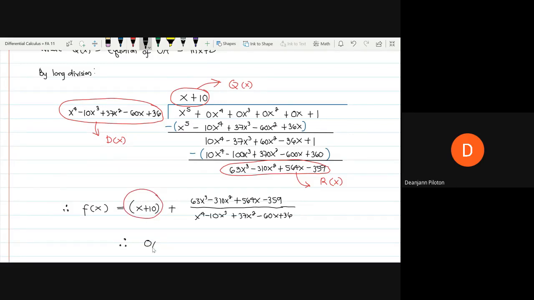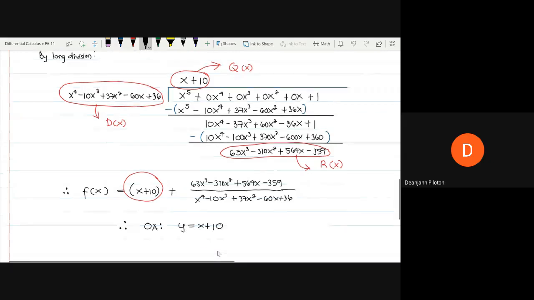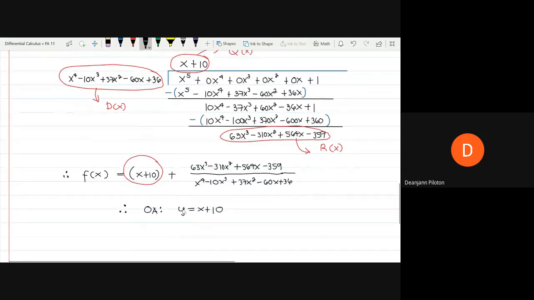your oblique asymptote is y is equal to x plus 10. So you just equate it to y. So y is equal to x plus 10. That is now our final answer for the oblique asymptote.